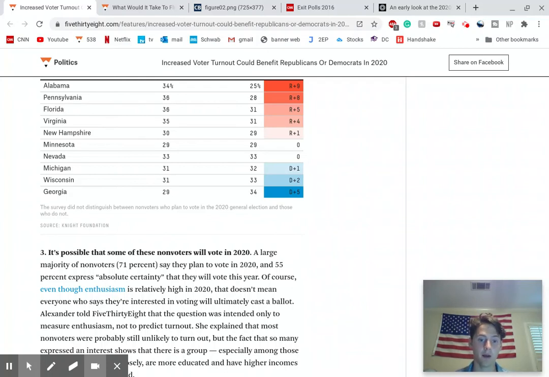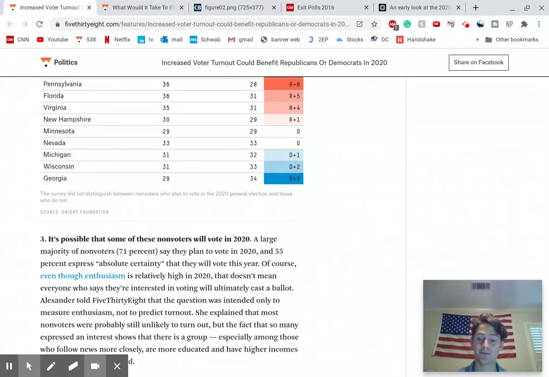But what the Knight Foundation found is that 55% of these voters say with absolute certainty they are going to vote this year. I definitely think this number is inflated in terms of who is actually going to turn out to vote, because words are a lot different than actions. But I do believe that especially with the younger generation, there is kind of this motivation and more inspiration to go vote.